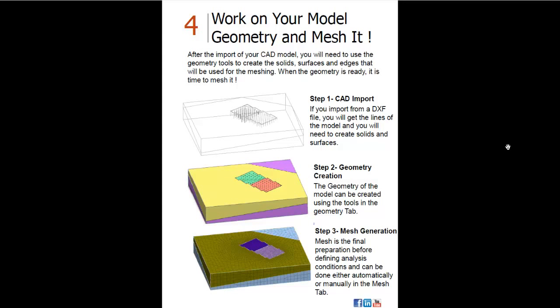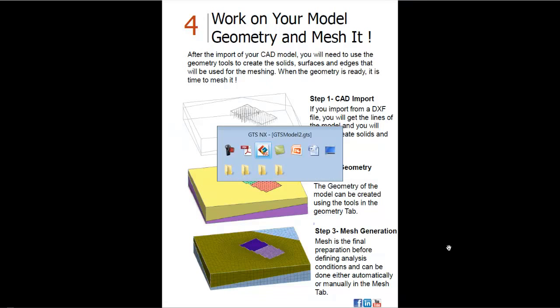Now let's talk about the workflow in GTS NX. And so the first step will be to import the CAD model that you have. It can be a DXF file, for example. Then you'll need to create the solid and the surface associated to this using the geometry creation tools provided in GTS NX. And the last step will be the mesh generation in the software. So it can be done either automatically or manually.